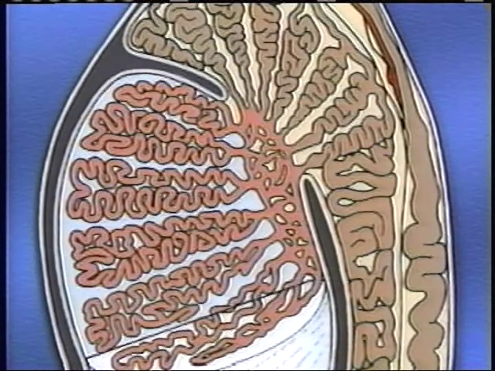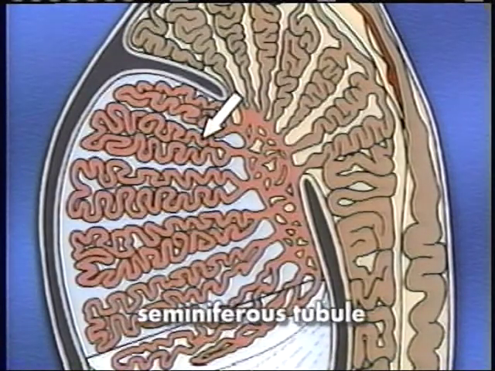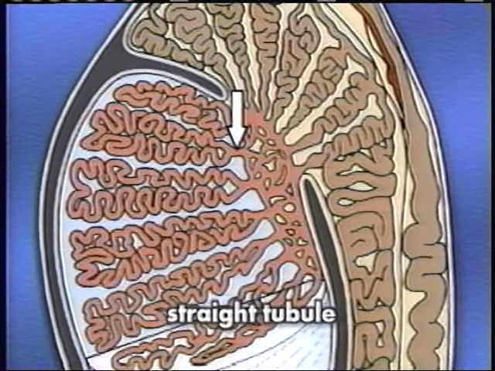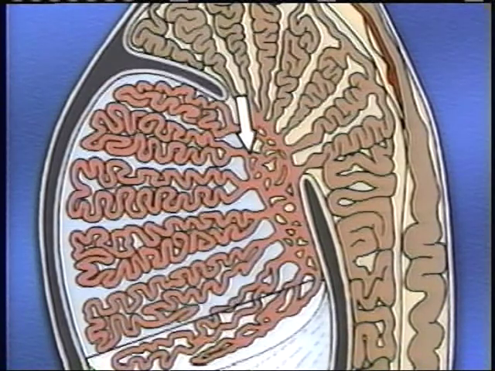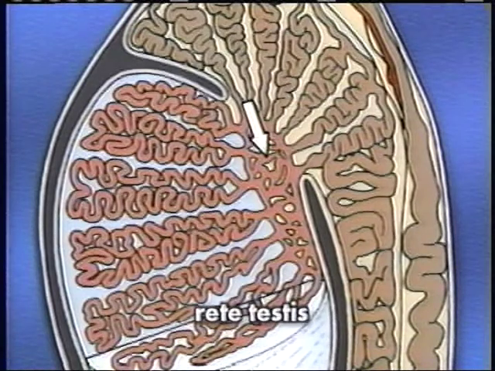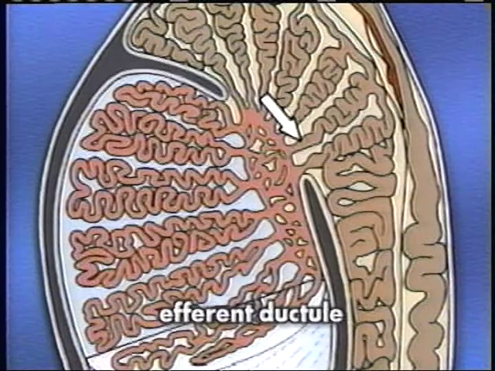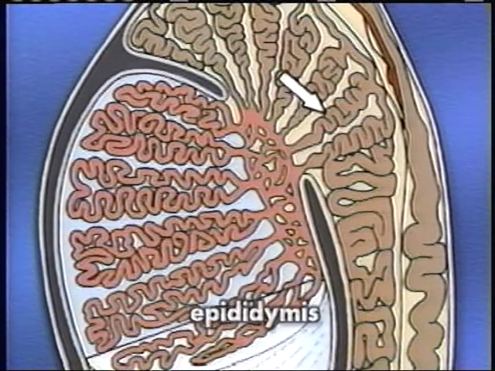Following the release of immature sperm into the lumen of the seminiferous tubule, the sperm travel through a series of ducts in the testis to reach the epididymis. First they travel through the straight tubule, then the tortuous rete testis, and finally the efferent ductules to reach the epididymis.